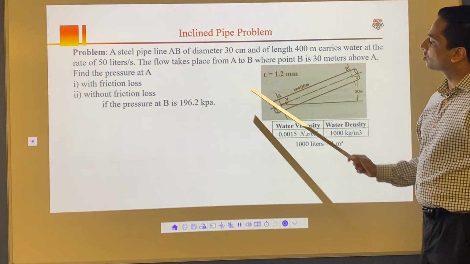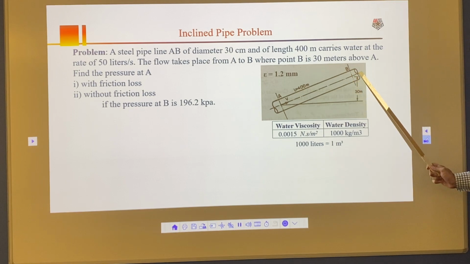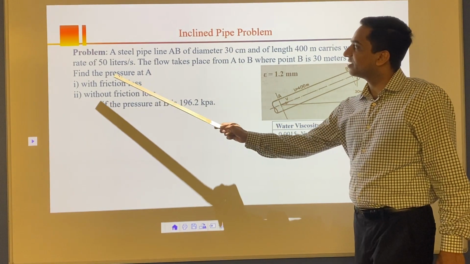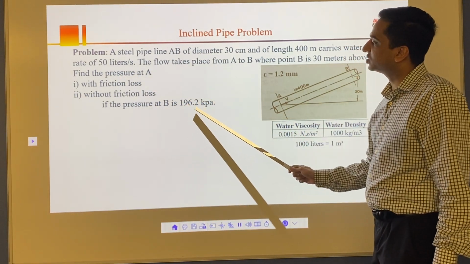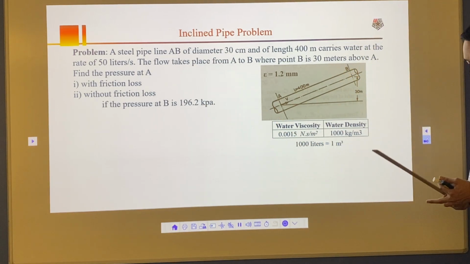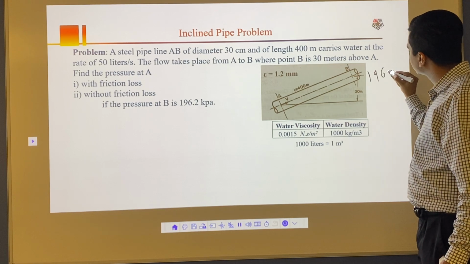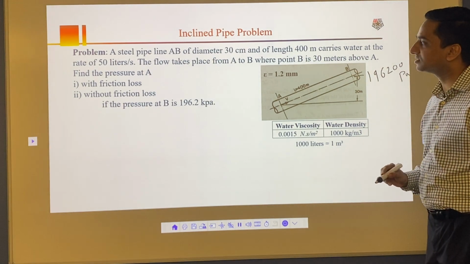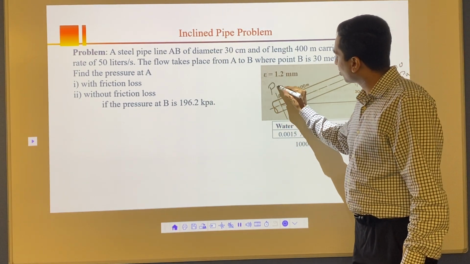The flow is from point A to point B, and point B is inclined. Point B is at a height of 30 meters above A. A is our base height, 0, point B is at 30 meters, and we have to find the pressure at A if the pressure at B is 196.2 kilopascal. So the pressure at point B is 196,200 pascals, and we want to find out the pressure at point A.